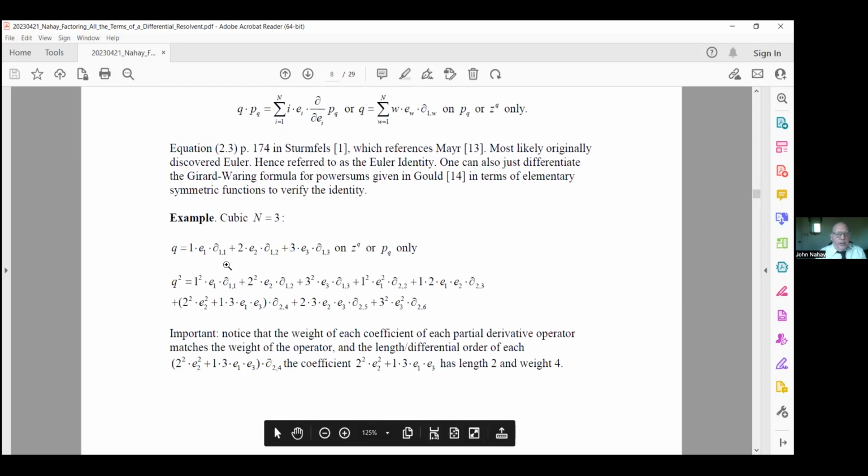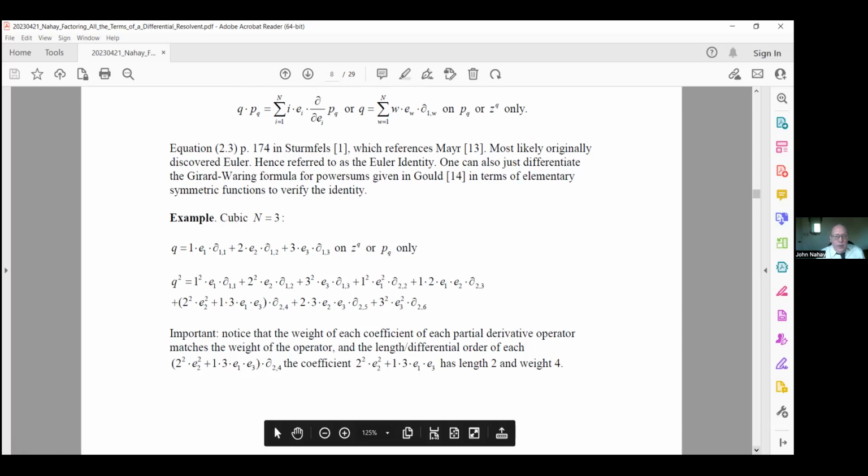So here's Q for the cubic, and then here's Q squared, and notice it expresses a sum of del 1,1 up to del 1,3, and then del 2,2 up to del 2,6. Important to notice that the weight of each coefficient of each partial derivative operator matches the weight of the operator. So for example, here, e2 squared times e1 times e3 times del 2,4. This coefficient has length 2 and weight 4, which matches the LW of the partial.